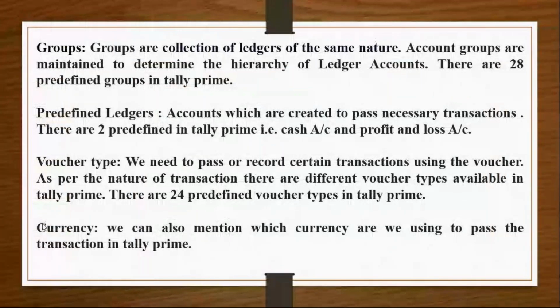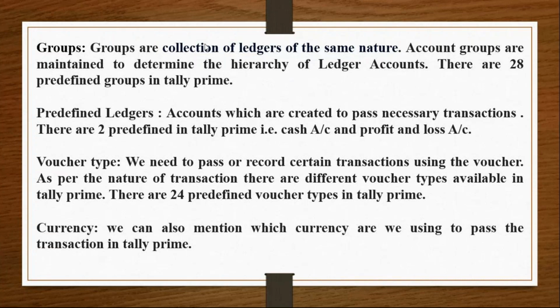Can you guys see the screen here? Okay. In order to record the transactions, we need to have three important components. Those three important components are groups, ledgers, and vouchers. So these three are the three important components which we must have in order to record our transactions.